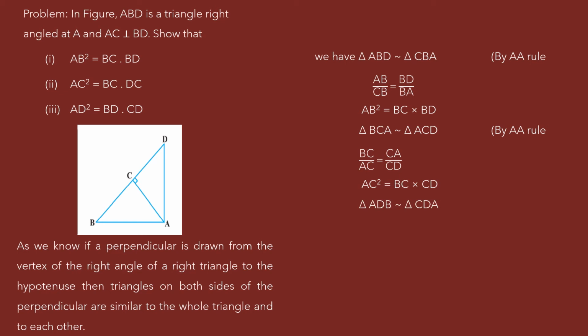Now, to prove AD square is BD into CD, I have to take two triangles which include AD as one of their sides. This is AD, this is AD, therefore the two triangles are ADB and ADC. Triangle ADB is similar to triangle CDA, since A is the right angle, we start with C, and the common angle is D. So by AA rule only. Now these two are similar, so automatically AD by CD is DB by DA. From this go for cross multiplication. AD square is BD into CD.